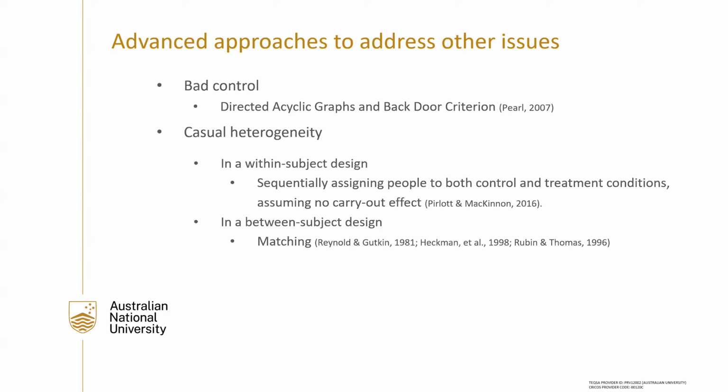We can sequentially assign people to both control and treatment conditions, assuming no carryover effect, to test these causal heterogeneities in these mediation relationships. And if there are between-subject designs, we can first match participants from different conditions and analyze the strength of mediation relationships among different subgroups.